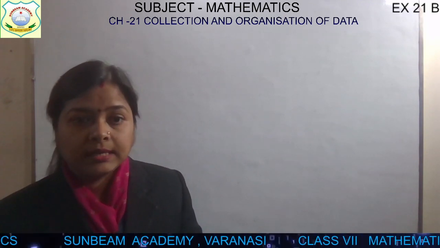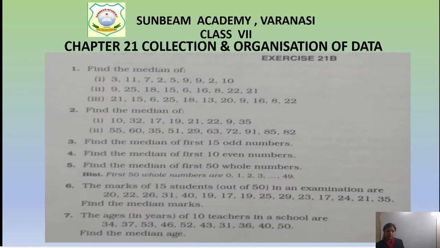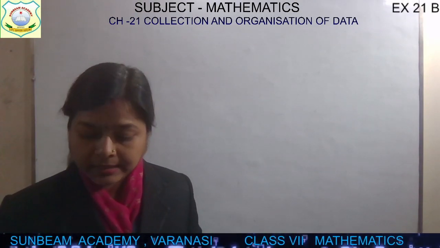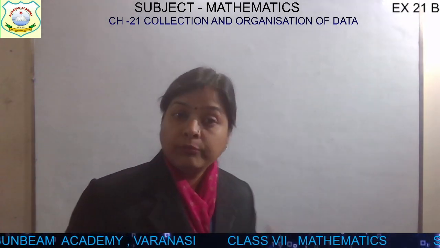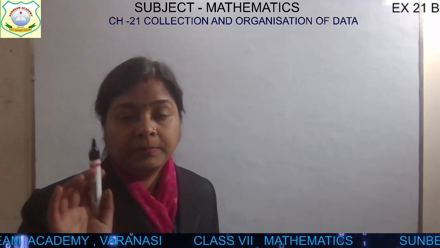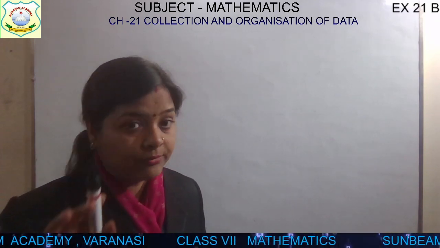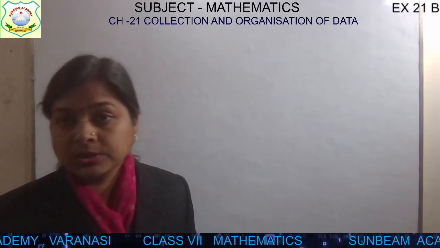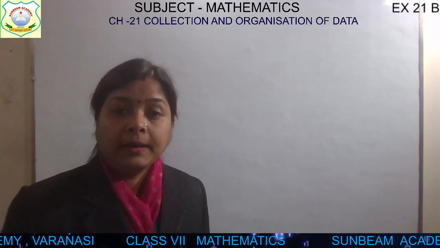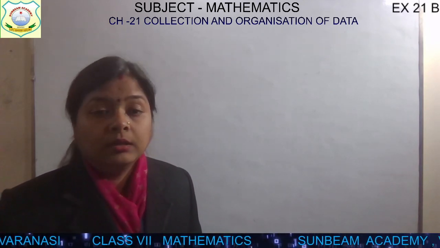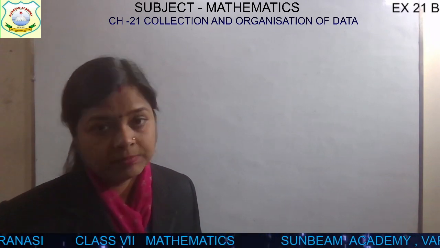Okay, so now let's see question number 4, children. Find the median of first 10 even numbers. This is question number 4 of exercise 21B. And children, please remember that you have to do till question number 7 only. There are total 10 questions in exercise 21B, but we are doing till question number 7 only. Up to this question is prescribed in your syllabus.